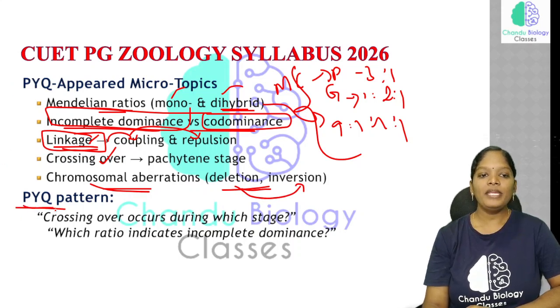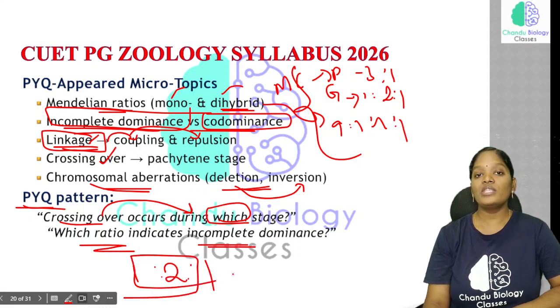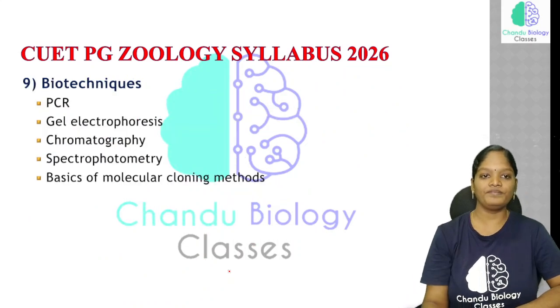Now, in the PYQ, we have a question: crossing over occurs during which stage? Obviously, that will be the Pachytene stage. Which ratio indicates incomplete dominance? That will be 1:2:1. Okay, how this 1:2:1 arises, everything will be discussed in the class.